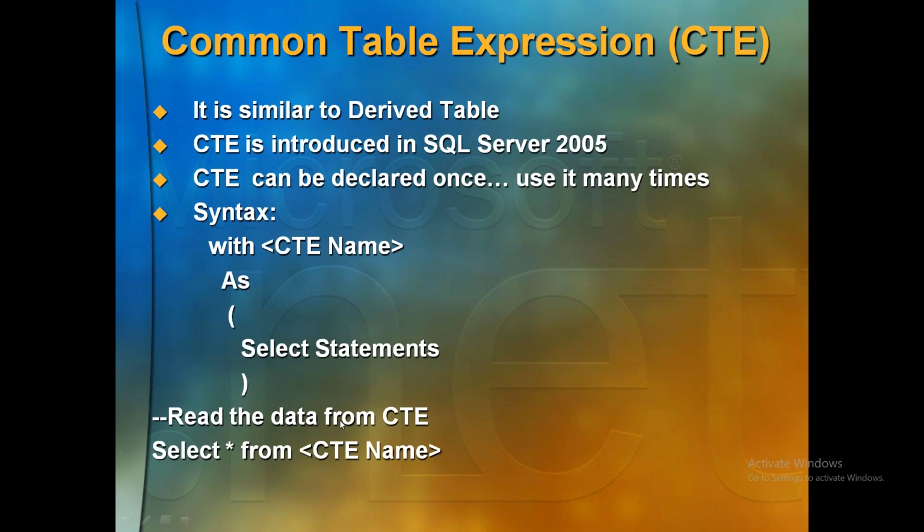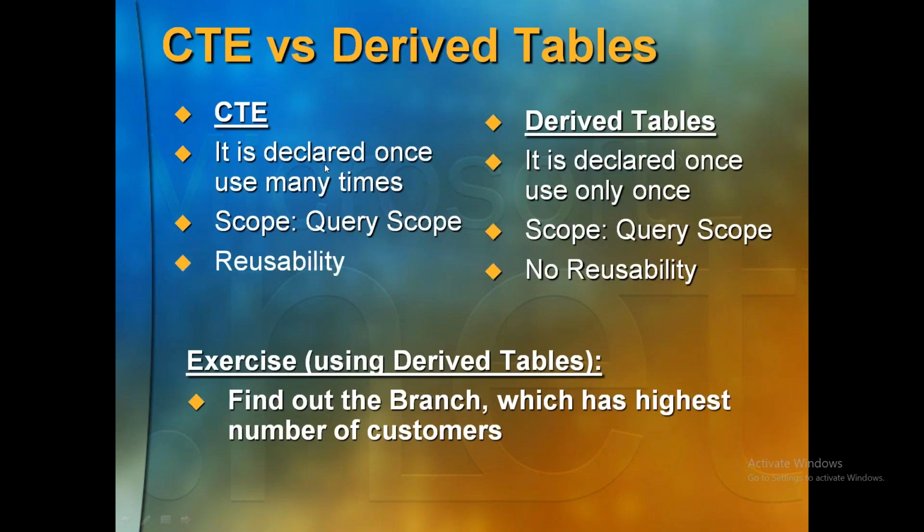Tomorrow we'll discuss in detail. A CTE is declared once and used many times, and a derived table is declared once and used only once. Clear? Scope is query scope. Reusability will be there, no reusability. CTEs are very, very fast when you have calculations. If you want to do any calculations, you can perform the same calculation in the CTE, and that can be used in your query multiple times.